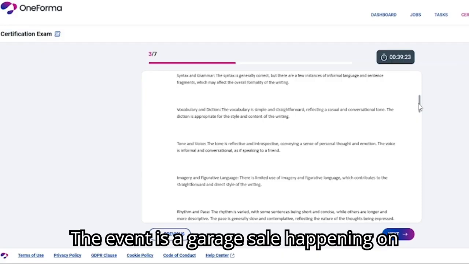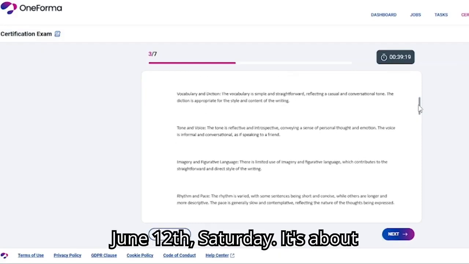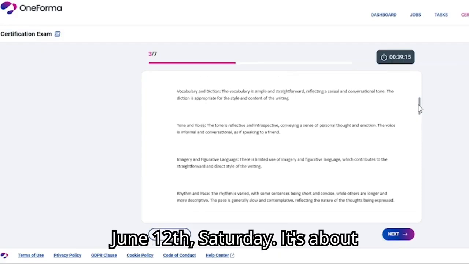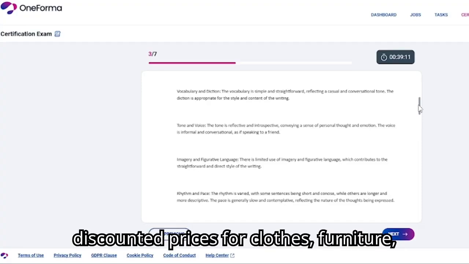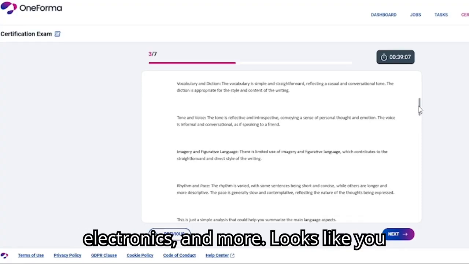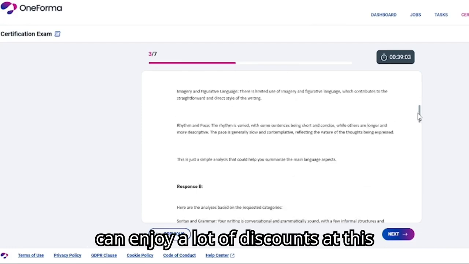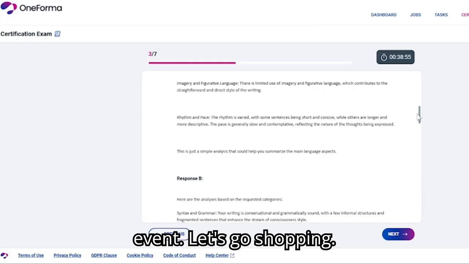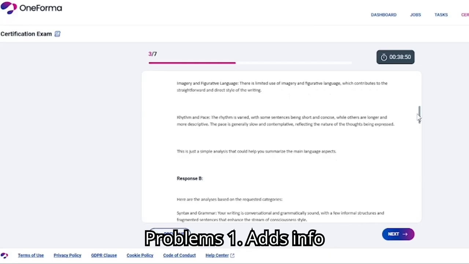Response, the event is a garage sale happening on June 12th, Saturday. It's about discounted prices for clothes, furniture, electronics, and more. Looks like you can enjoy a lot of discounts at this event. Let's go shopping.